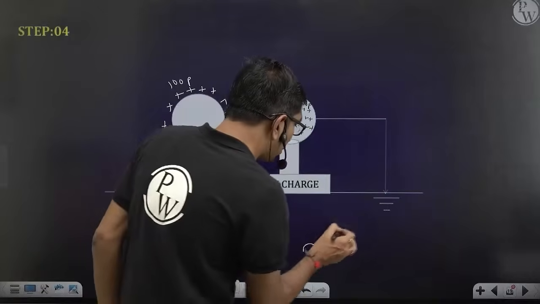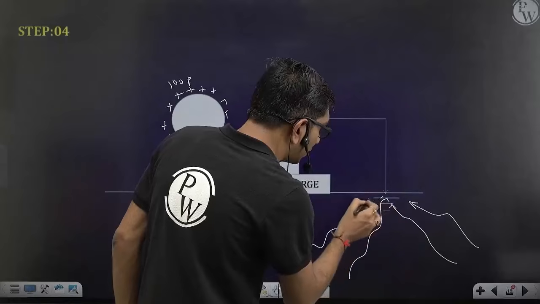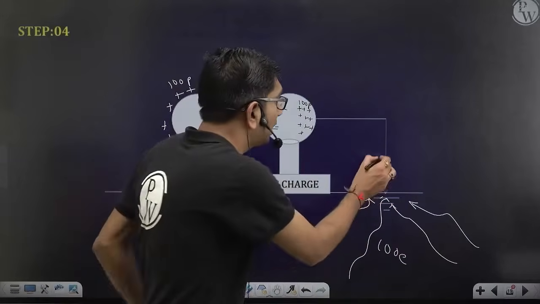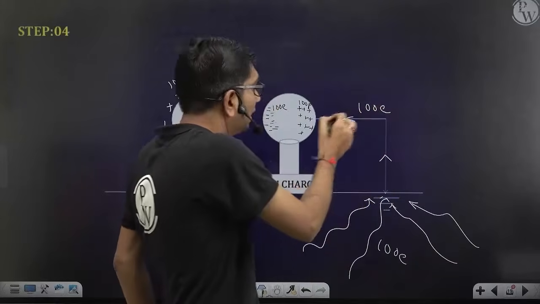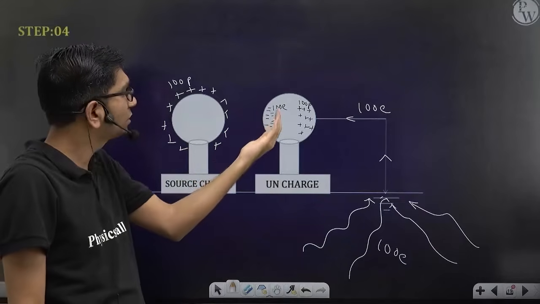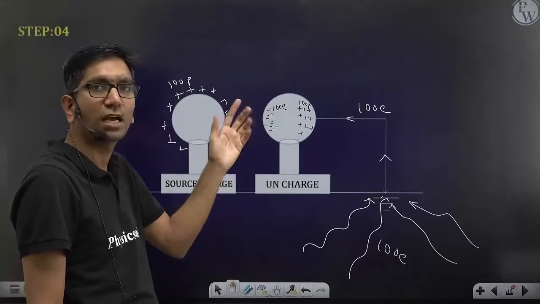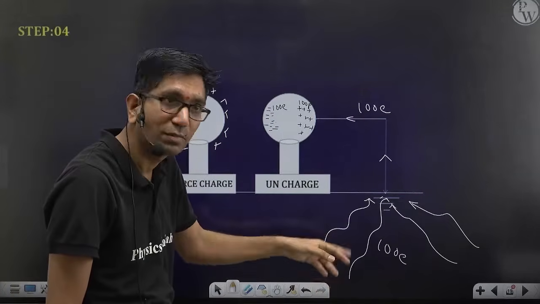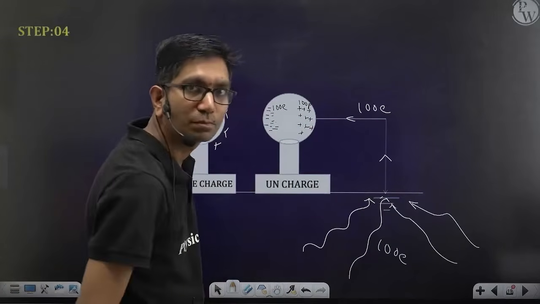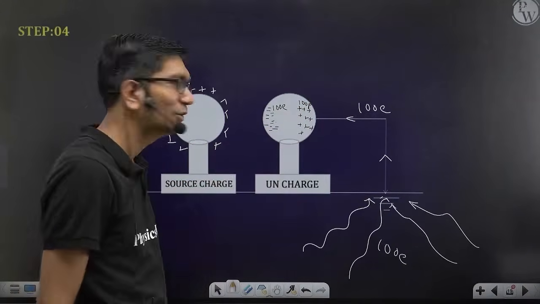This is the symbol of ground. Now, 100 electrons from the ground will enter this wire. Only electrons are transferable, I said, because these protons are attracted by this one and are not movable. The 100 electrons from the ground, through the wire, will enter and make it neutral. So the 100 electrons and 100 protons get balanced. It becomes neutral.